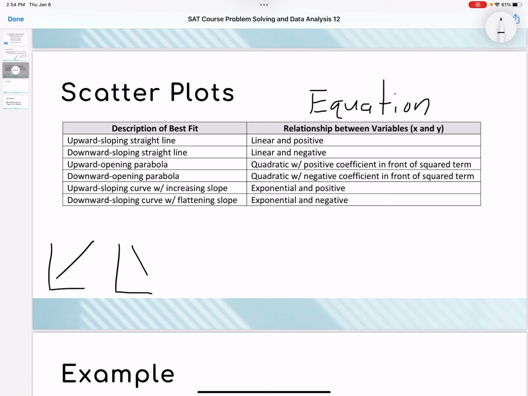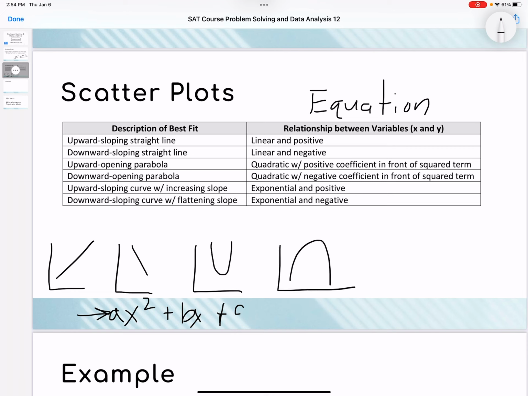The next one says an upward opening parabola. So that will look like that. And that's going to be a quadratic equation with a positive coefficient in front of the squared term. The parent form of a quadratic is ax squared plus bx plus c. So it's going to be a quadratic like that, but with an a value that's positive. A downward opening parabola like that is still a quadratic, because quadratics are represented by parabolas, but it's going to have a negative coefficient. So that a value is going to be negative instead in that case.